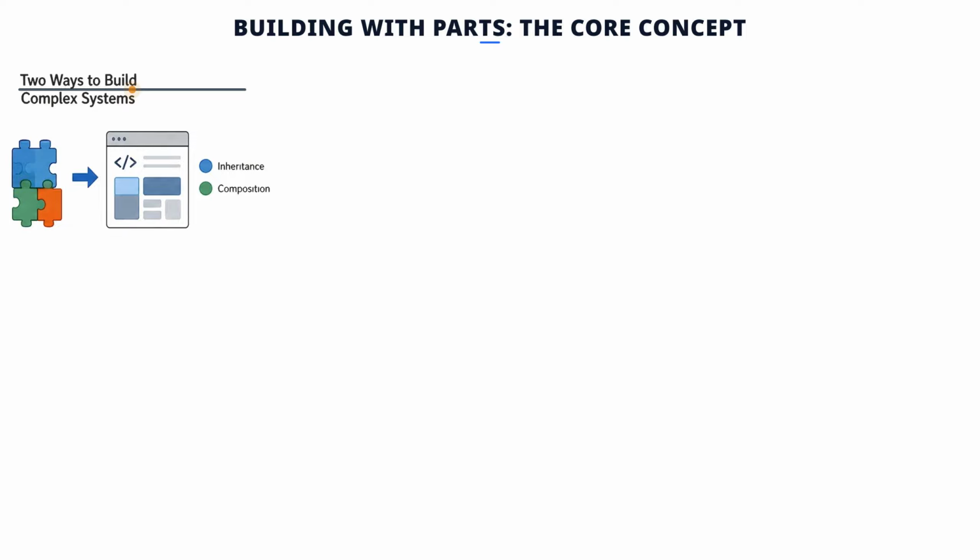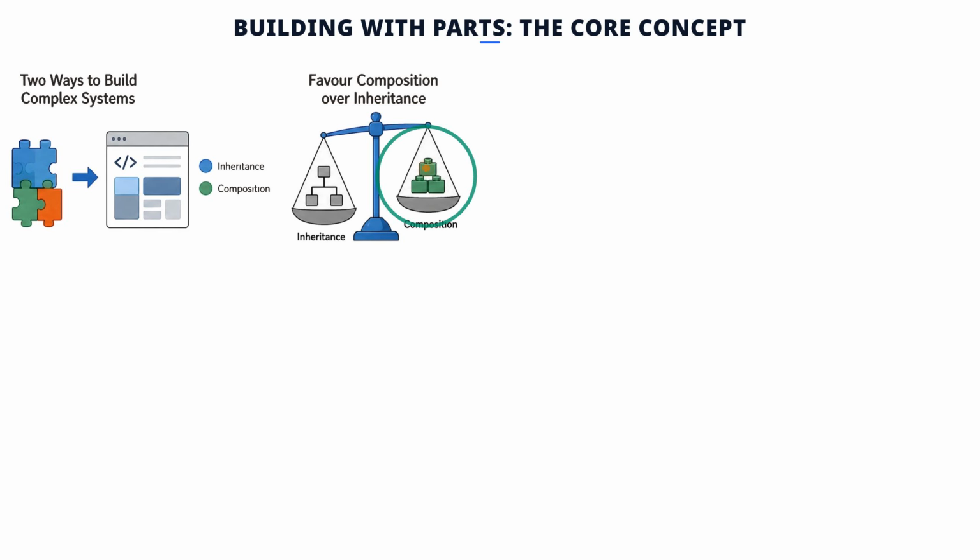This design philosophy is summed up in a standard rule used by senior engineers, which you can see perfectly illustrated here. Favor composition over inheritance. Notice how the composition side outweighs inheritance on this balance scale.